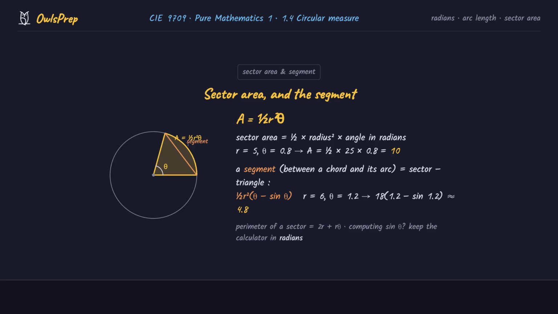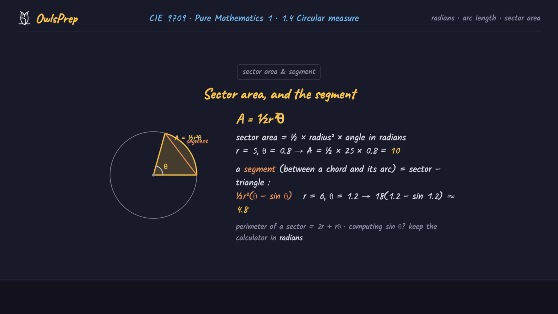A whole circle has area pi r squared. A sector is that same fraction of the whole, and it simplifies to area equals a half r squared theta, again with theta in radians. With radius 5 and angle 0.8, the area is a half times 25 times 0.8, which is 10 square centimeters.